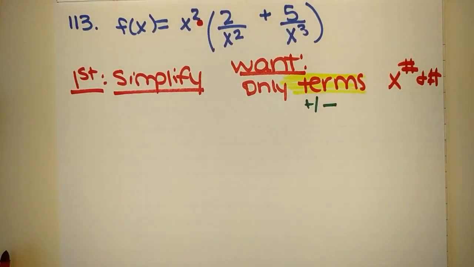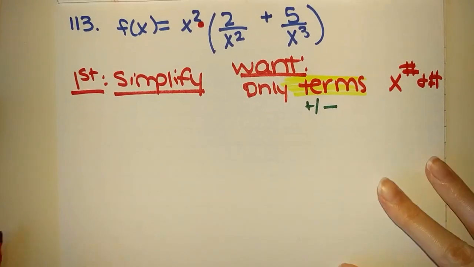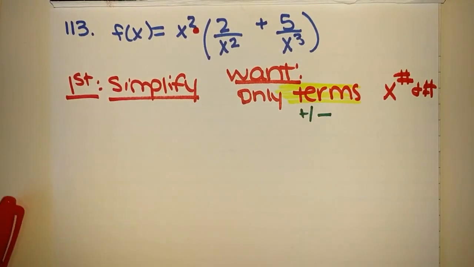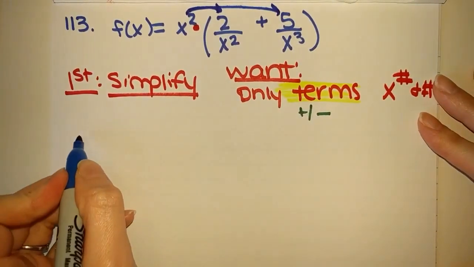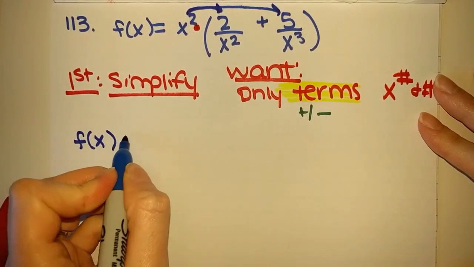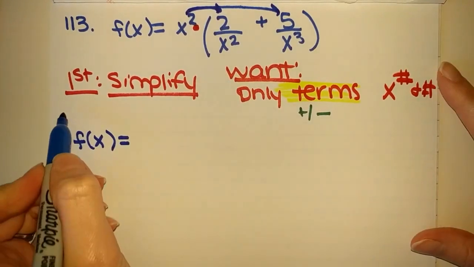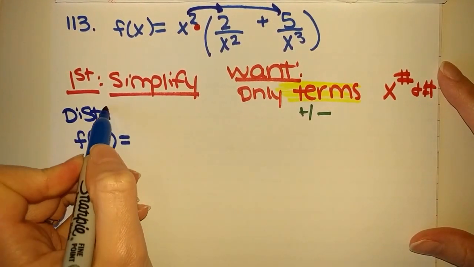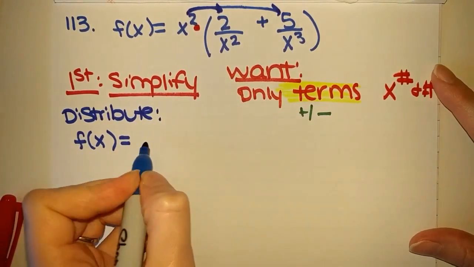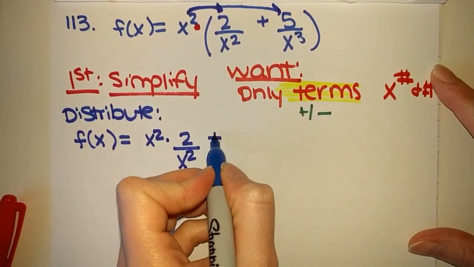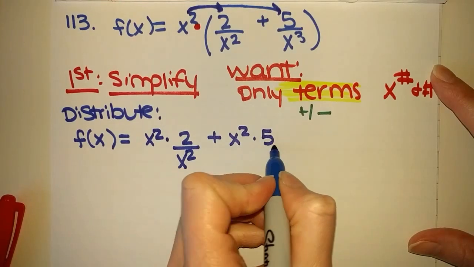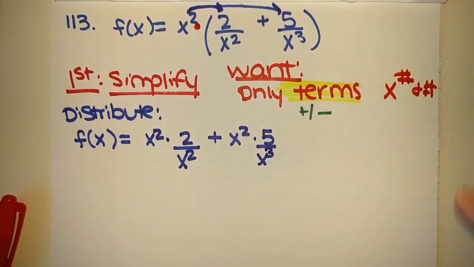So we want, again, to remove the parentheses to first simplify, and so to do that, we will distribute the x squared to both of these terms. So our function, this is not our derivative, this is just FOILing, distributing in this particular case, distributing the parentheses out. We have x squared times 2 over x squared plus x squared times 5 over x cubed.